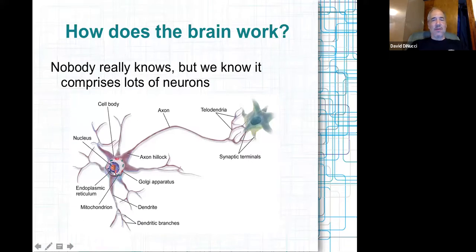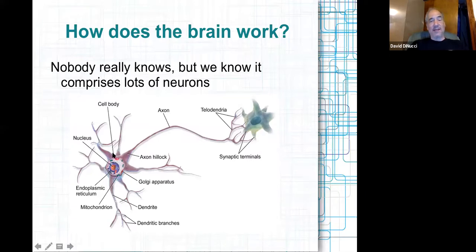You've got a cell body, which basically is the mechanics of putting together what I'm going to describe next. It's got these dendrites and dendritic branches that come off of it. Those can be thought of as inputs. And this long thing coming out is an axon, and that can be thought of as an output. And the axon connects to dendrites of other neurons. So this little green guy on the right is supposed to represent another one of these neurons.